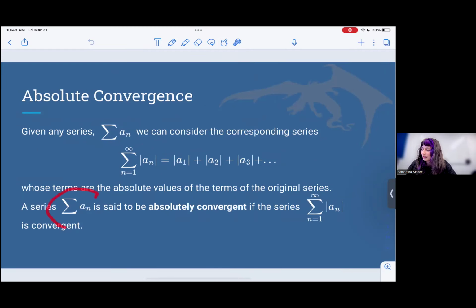So given any old series where the terms could be positive, negative, mixed, yada yada, if we know that the sum of the absolute values of all the terms is convergent, then we call the original series absolutely convergent. So again, we call the original series absolutely convergent if when we take the absolute value of every single term and add that up, that series is convergent.